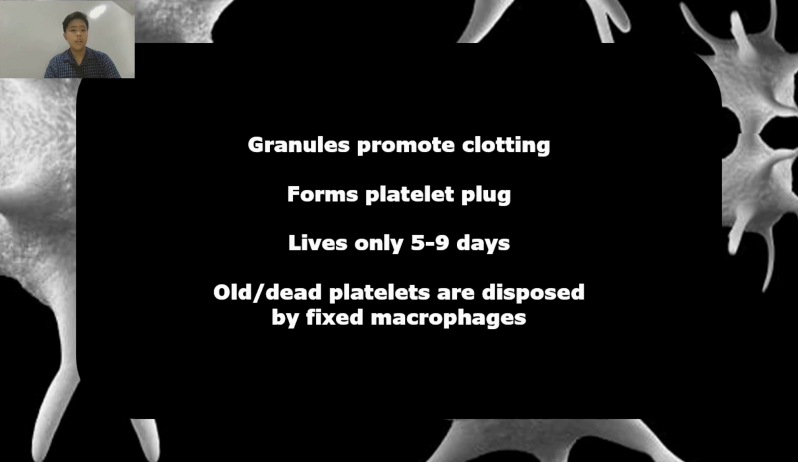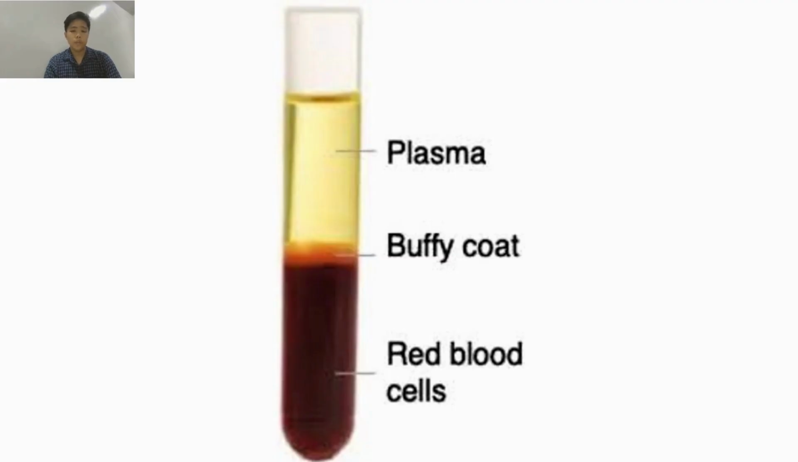These PLTs live up to only 5 to 9 days, and the old or dead ones are disposed of by fixed macrophages in the liver, which are the Kupffer cells. Once our blood has been centrifuged, we will see layers in the tube. These are the plasma, the buffy coat, which consists of WBCs and PLTs, and at the bottom are the RBCs.